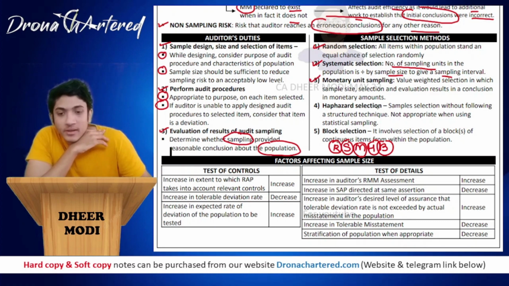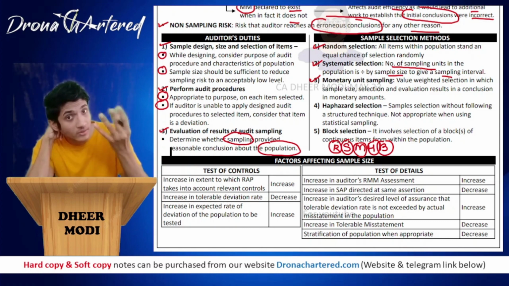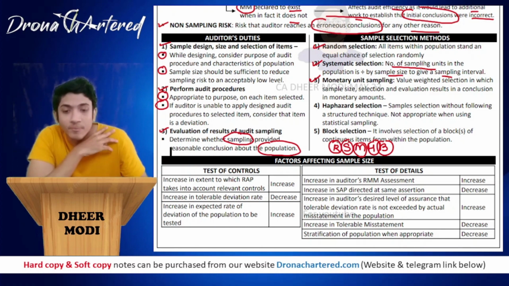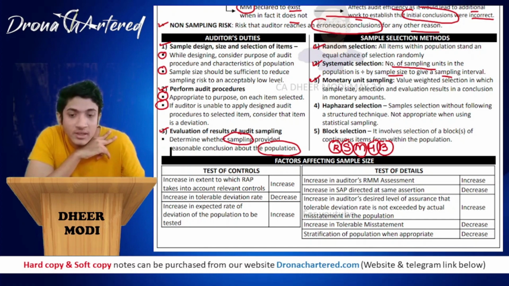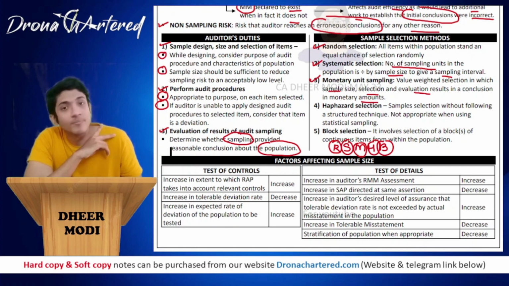Then next is monetary unit sampling, that is, sampling based on the amount, the money value. So it is value weighted selection, in which sample size selection and evaluation results in a conclusion in monetary amounts.